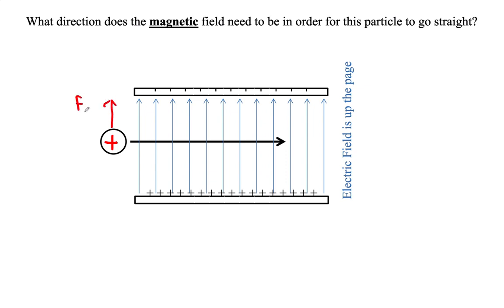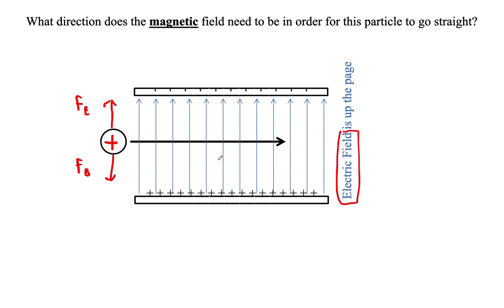But if we're clever about this, we can have a magnetic field exert a magnetic force that counteracts that. And this allows the particle to go straight. And this is important for a number of reasons that I'll explain here in a second, okay? So first off, what you have for this is you've got a given field here, right? The given field is the electric field.